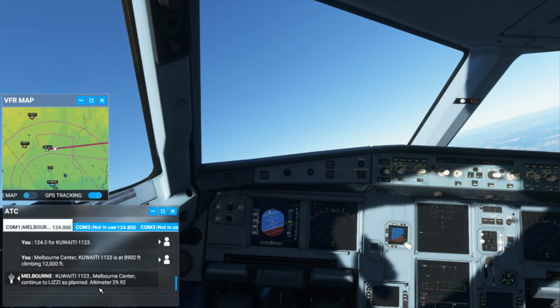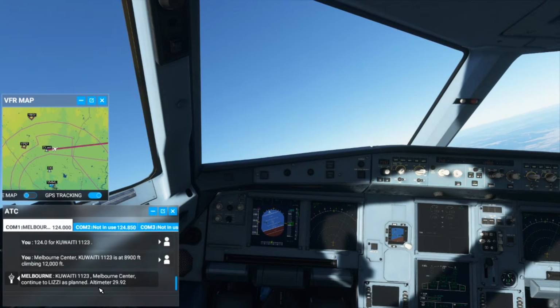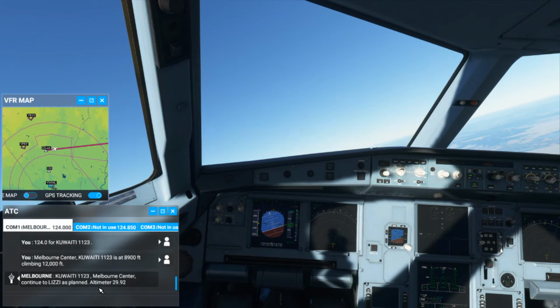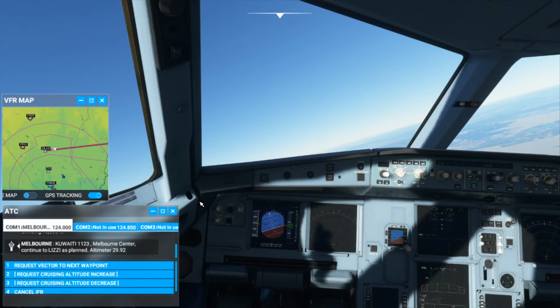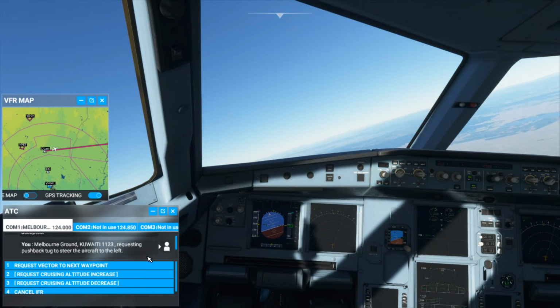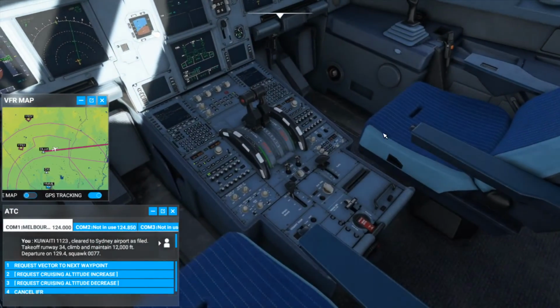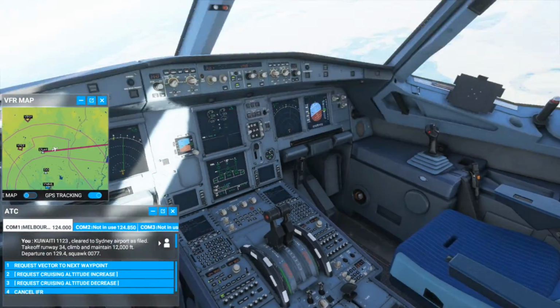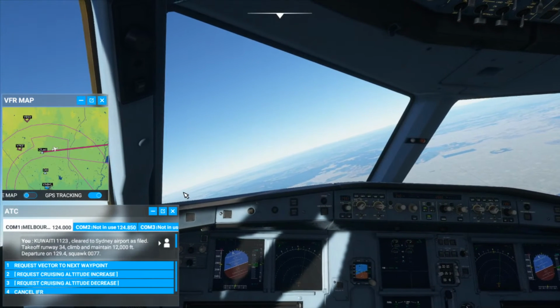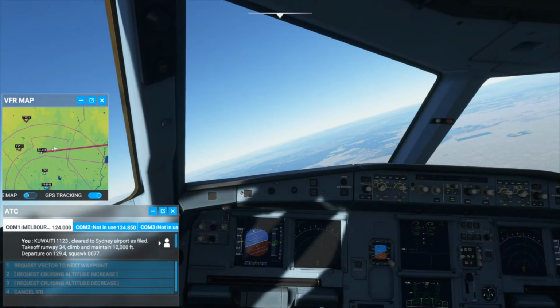Kuwaiti 1123, Melbourne Center, continue to Lizzie as planned. Altimeter 29.902. The altimeter is correct, everything is correct. Let me check the squawk. I forgot to set the 077. There it is, it's already set. Okay, that's not bad. So everything is good.